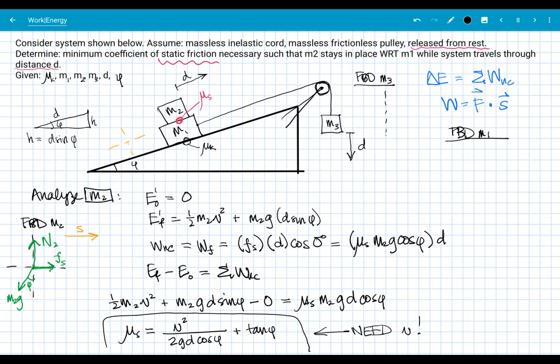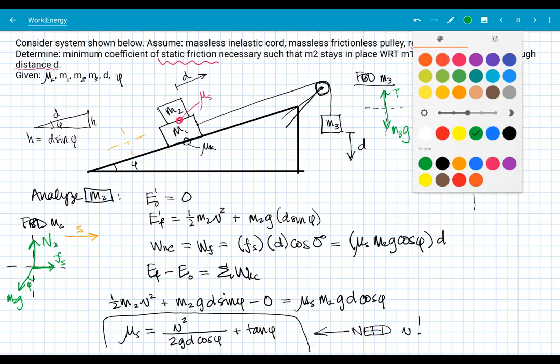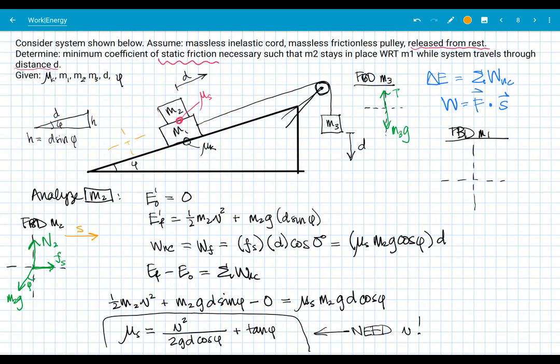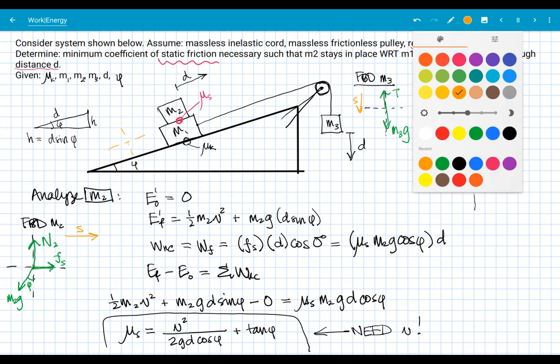For mass 3, fairly simple situation, right? Mass 1's a little bit more fun. But for mass 3, what do I have? I've got my tension upward and I have weight downward. That's my free body diagram for mass 3. So I have one non-conservative force, and that's tension there, right? And my displacement for mass 3 is downward. Okay. So there's that. We'll kind of leave that alone.